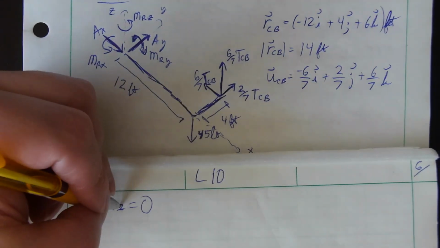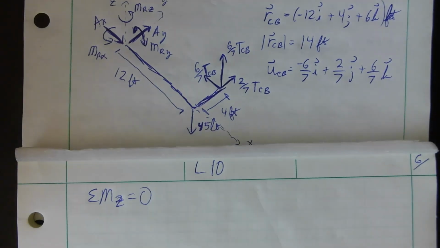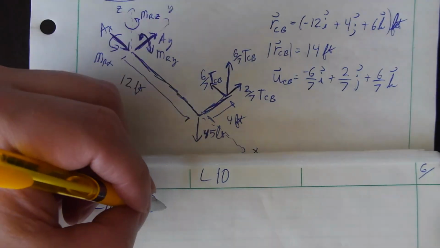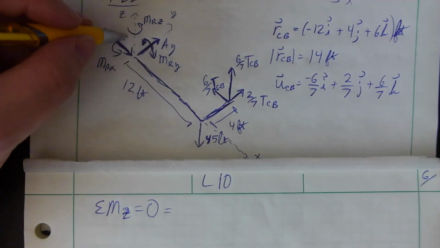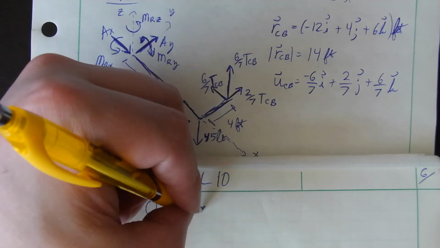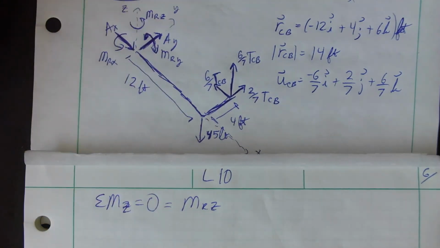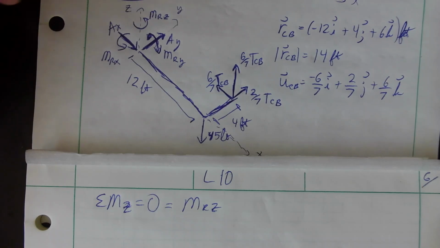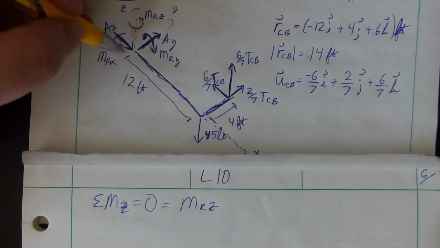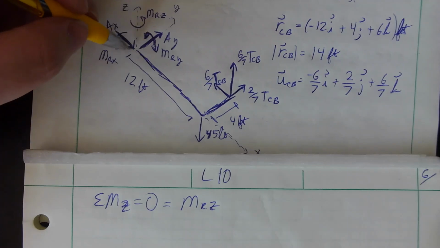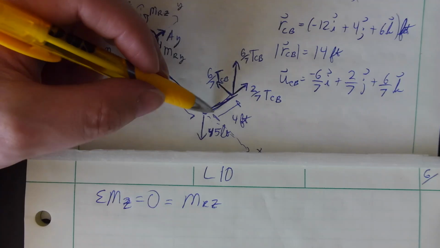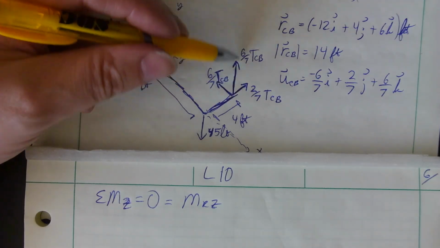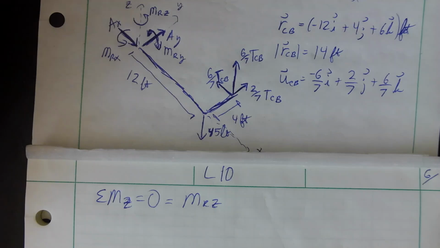Again, if you want to do r cross F's, go for it. This video is going to go a little longer, I apologize. Some moments about the z-axis. I've got this reaction moment here, MRZ. So add or subtract all the couple moments. I've got MRZ there. These forces are passing through the z-axis, so no moments caused by those. This force is in the z direction, so no moment caused there, and same with this guy. This force is in the z direction, so no moment caused there.